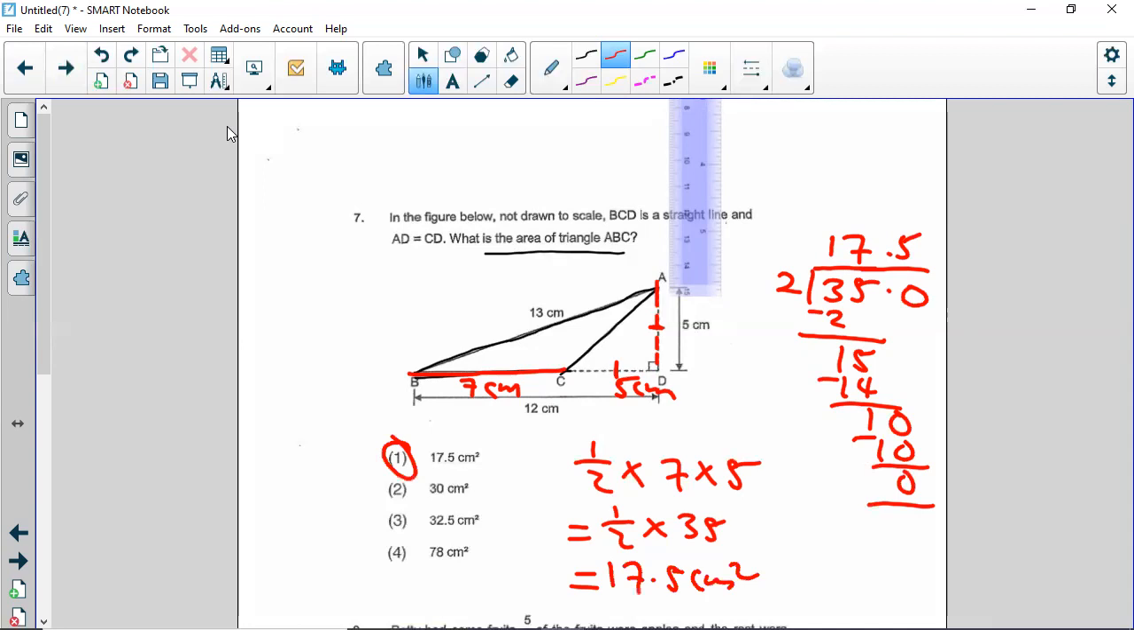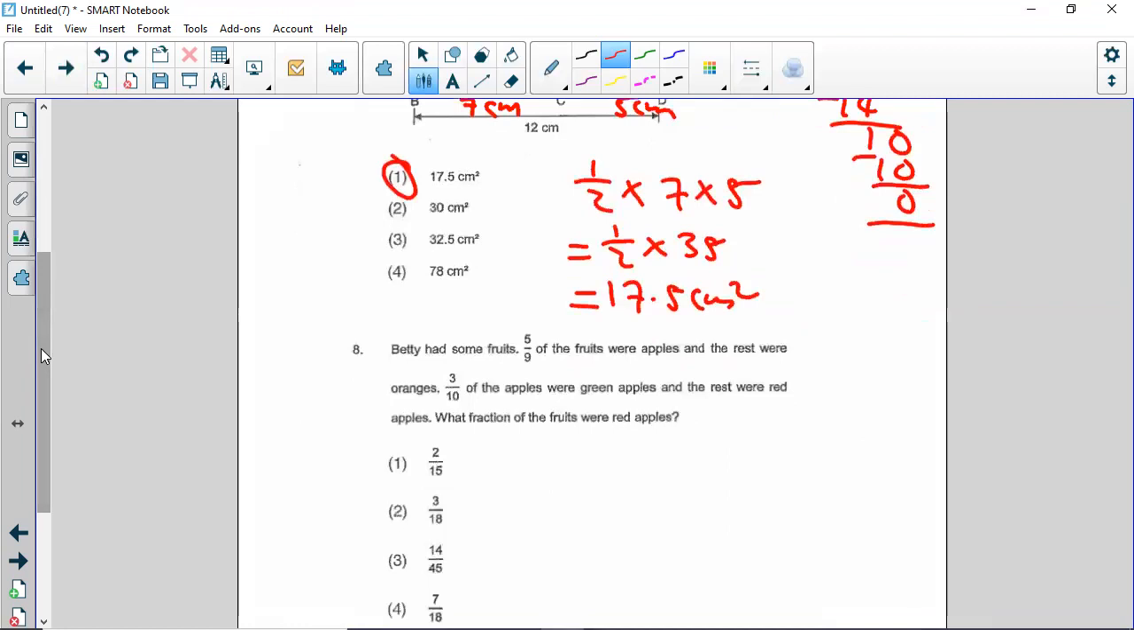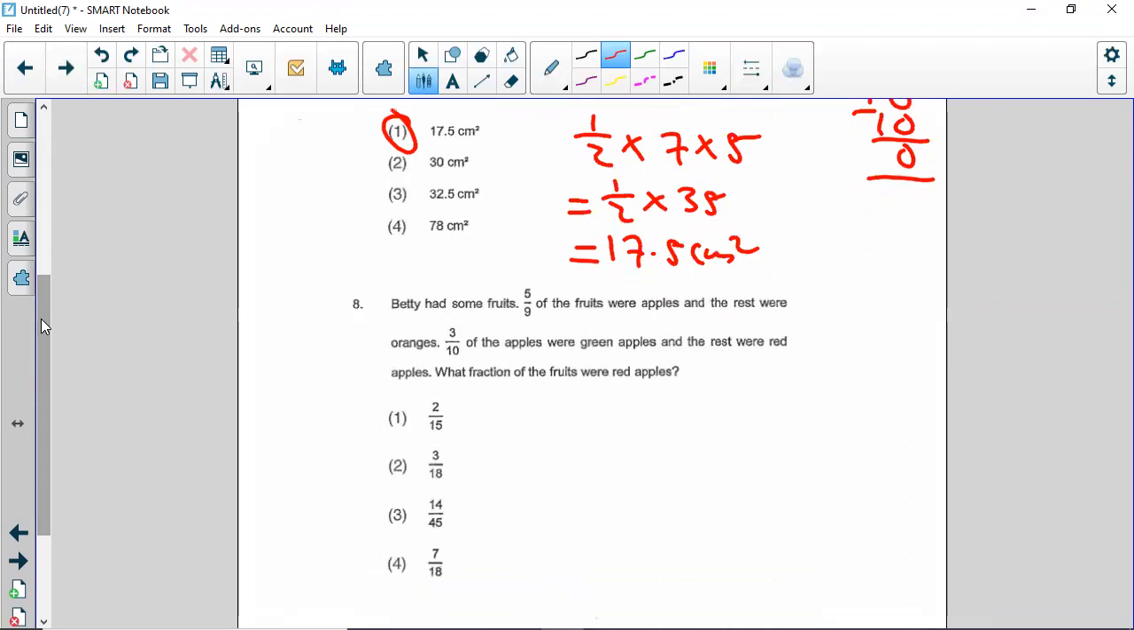Clear? Okay, question 8. Also add up your marks. Now, question 8, some of you are stuck. You don't know how to do this, but you should know what's the method. What's the method? Model drawing. Every time you see fractions, model drawing. Then you should draw your model, because if you don't draw your model, you'll be using your brain. You'll be thinking much harder.